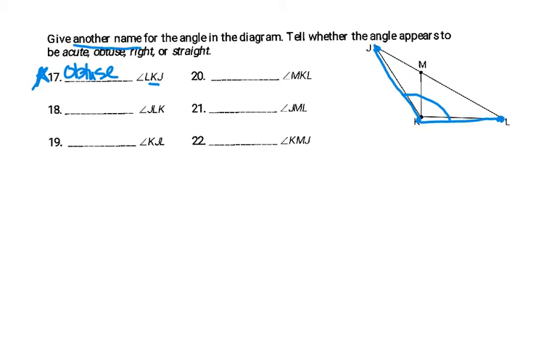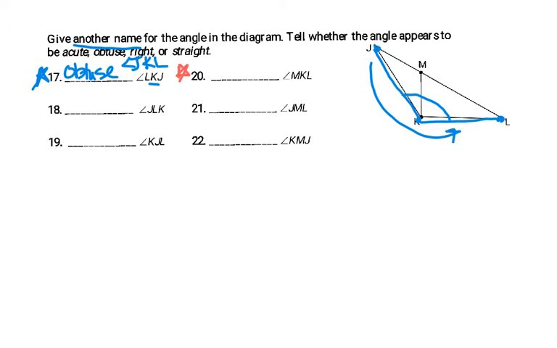Another name for that angle, you can name that in the opposite order, starting at J and working to L. That would be angle J, K, L.